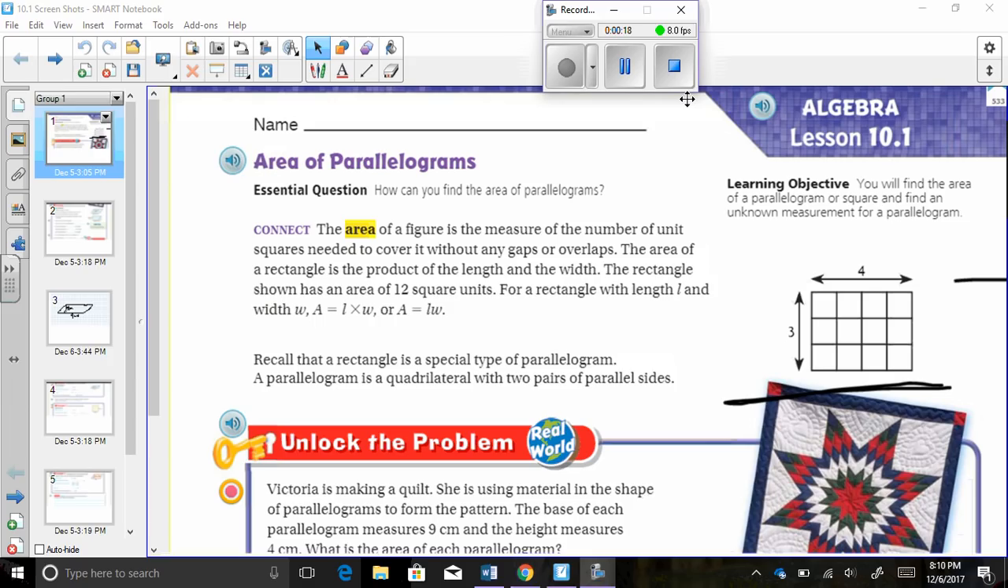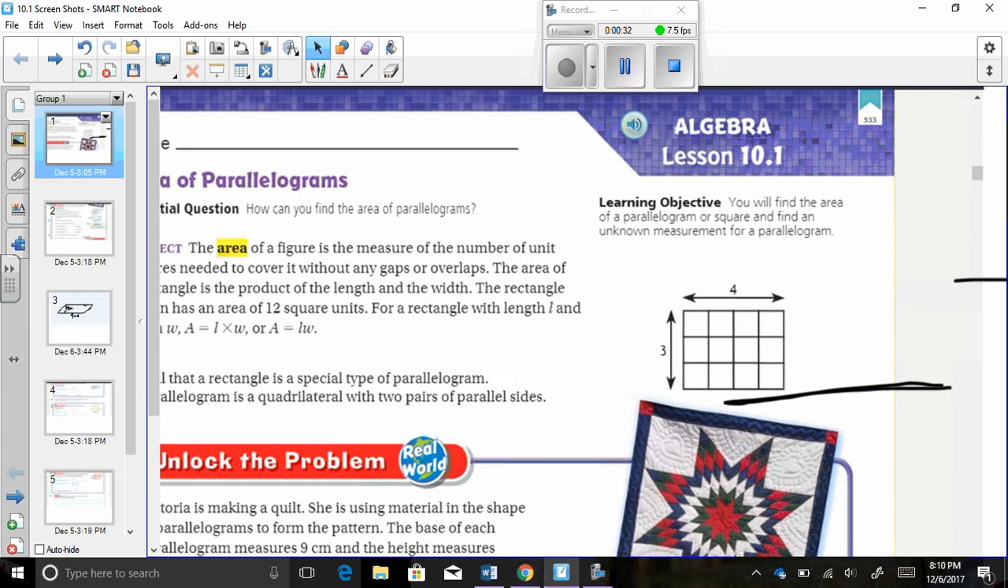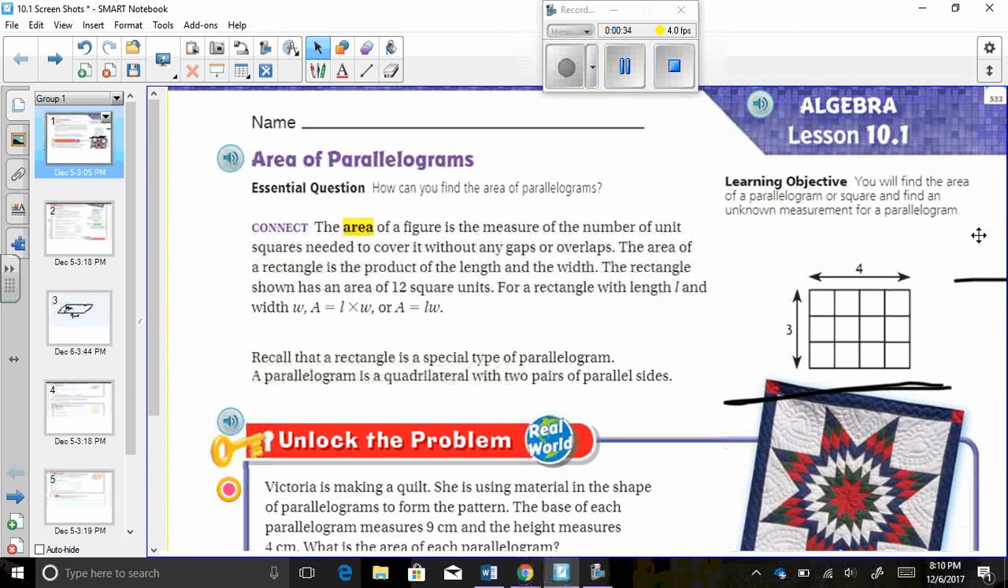The area of a figure is the measure of the number of unit squares needed to cover it without any gaps or overlaps. The area of a rectangle is the product of the length and the width. The rectangle shown has an area of 12 square units, so this right over here has an area of 12 square units.